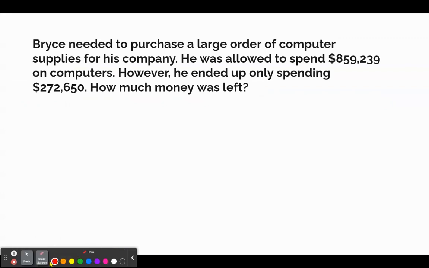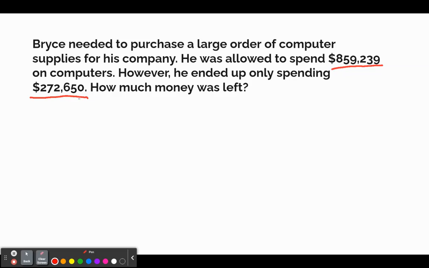So Bryce needed to purchase a large order of computer supplies for his company. He was allowed to spend $859,239 on computers. However, he ended up only spending $272,650. How much money was left?